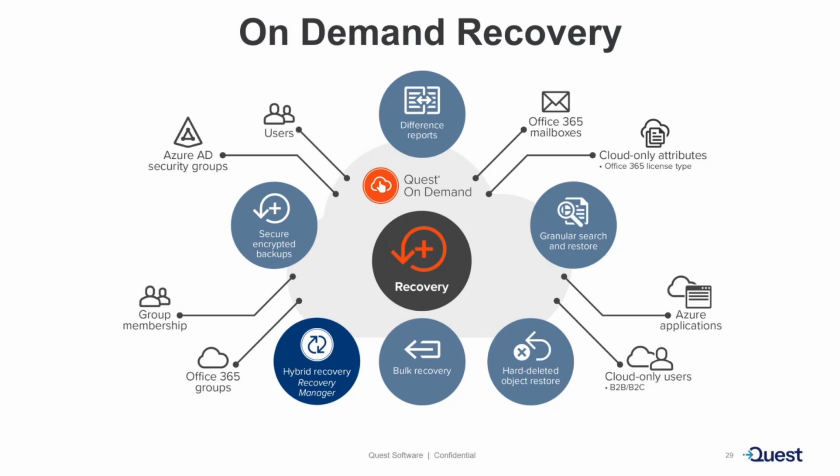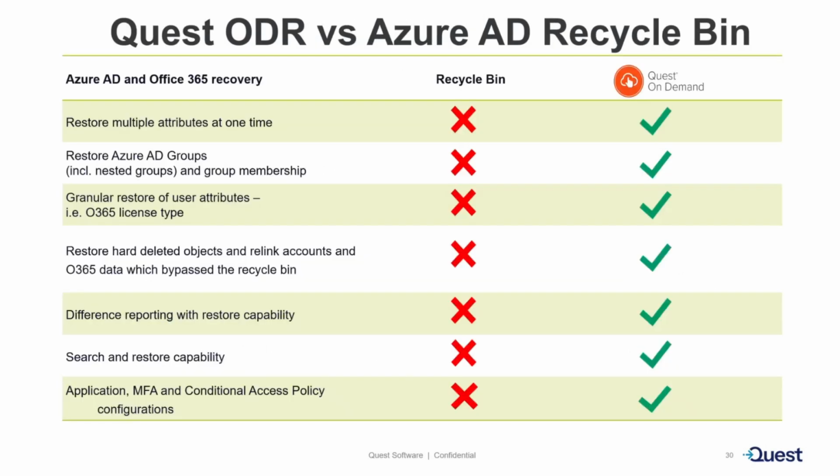We can do differential reports comparing backups to active Azure backups. We can do detailed search and restore down to attribute level. You can also bulk recover users, attributes, groups, and group memberships without PowerShell scripts. We have integration with Recovery Manager for Active Directory. It provides a single view of your entire hybrid environment.